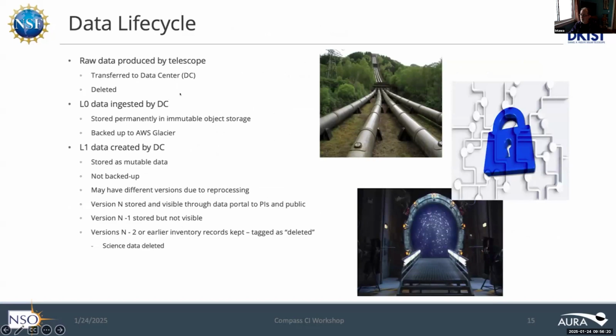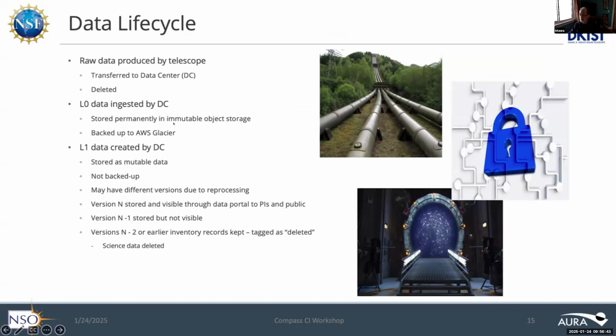So what happens to the data? What is the data lifecycle? The raw data is produced by the telescope. Once it is transferred and known to be transferred, it is deleted at the summit. They don't have that much storage at the summit. They have enough essentially for a month if for whatever reason they can't transfer it, but that's it.